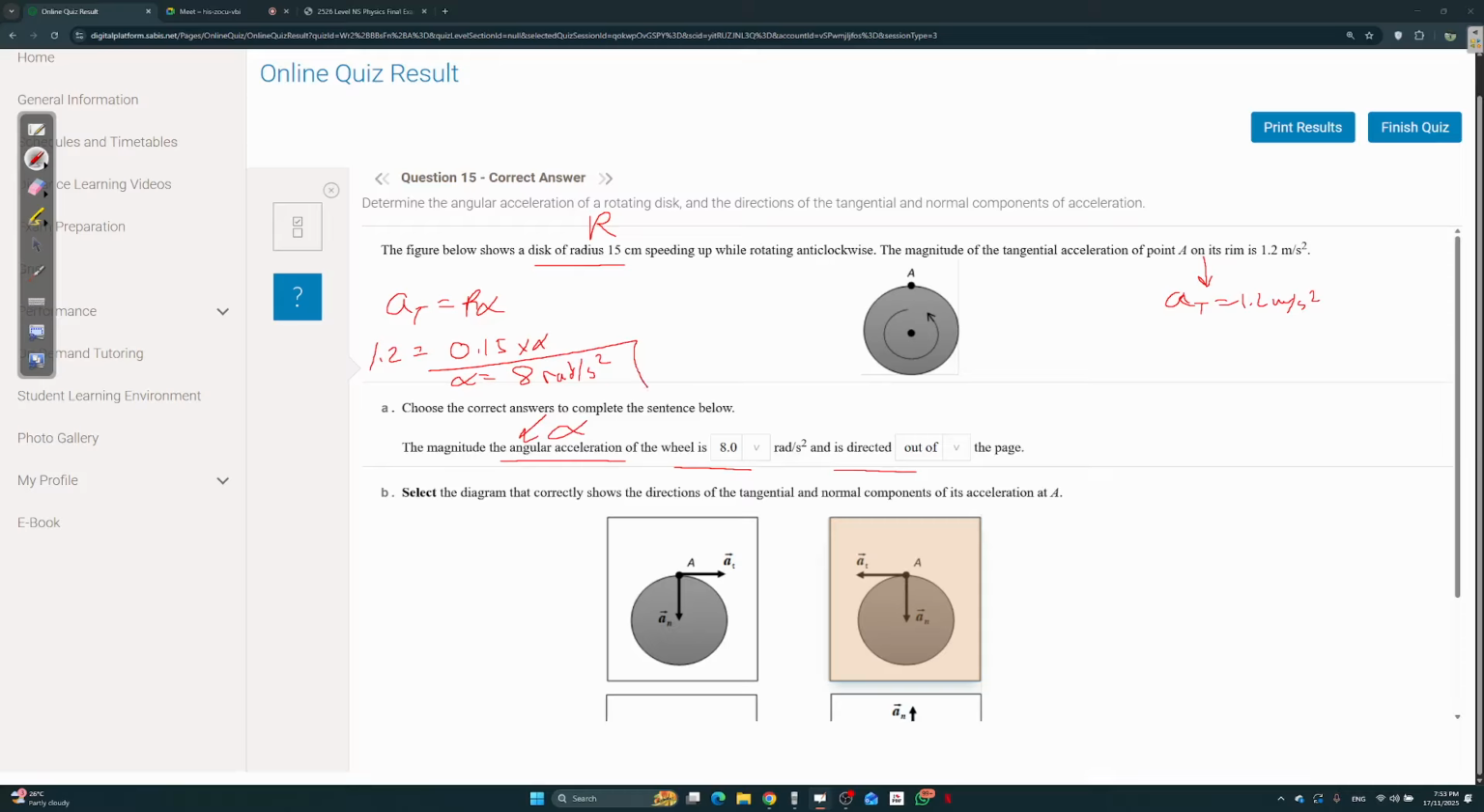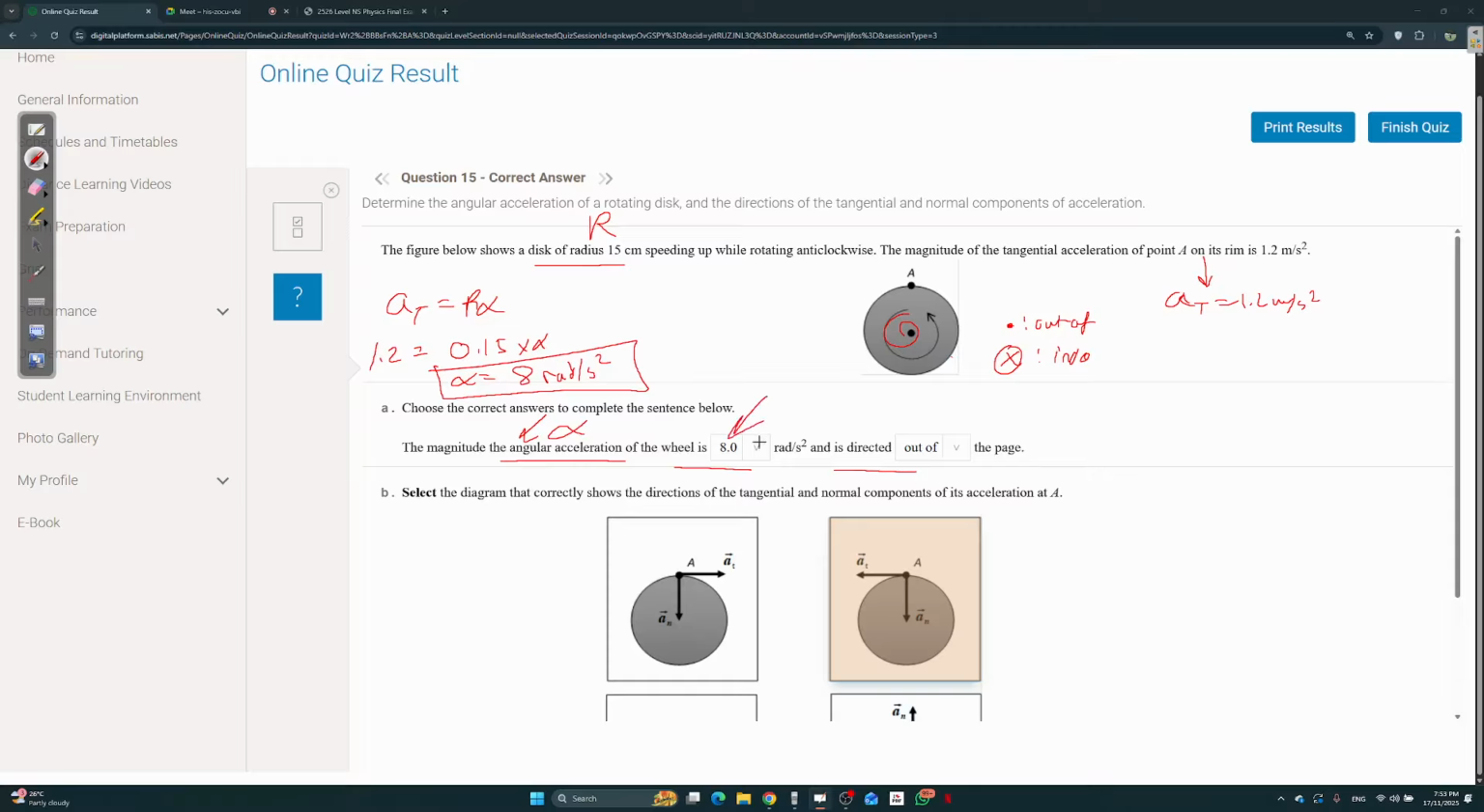Now it's positive. When something is positive, it's with the direction of motion. As you can see here, this is a dot. When it's a dot, that means out of. If here the answer was negative, then it would be the opposite of this. Dot means out of. X means into.